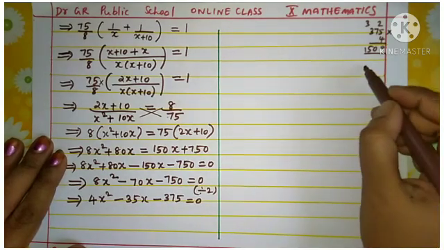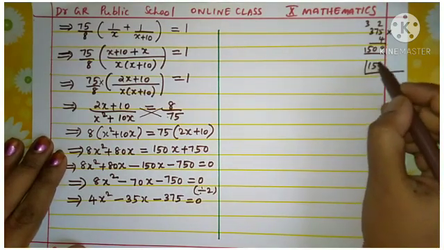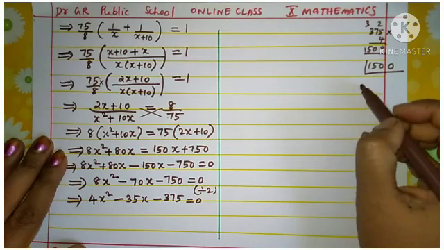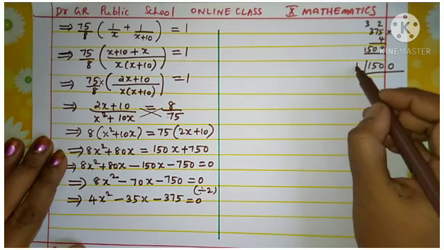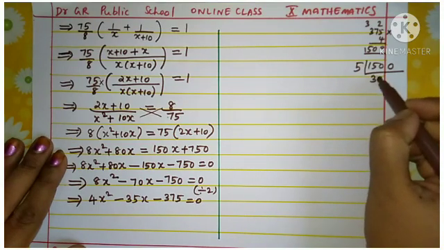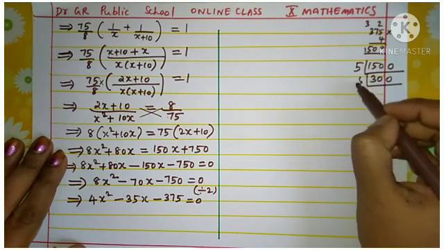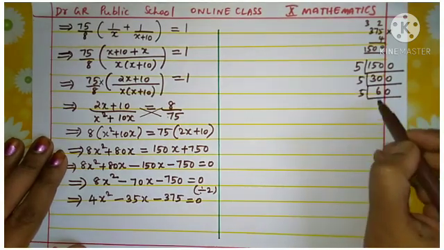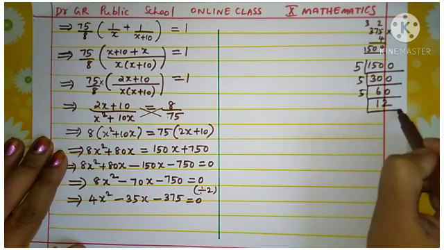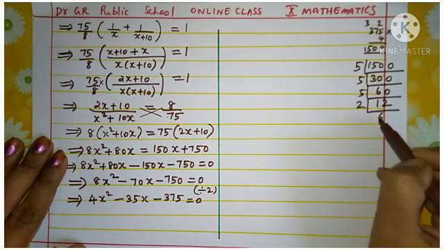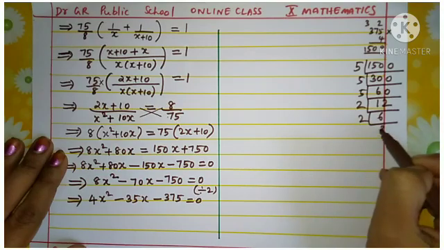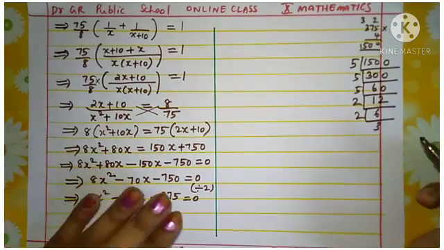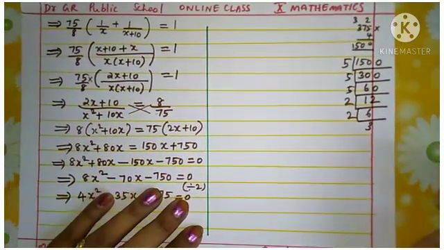Okay, so if you are finding the prime factorization of 1500, you can go to 5, 3 5s are 15, 0, again 5, 6 5s are 30, 5, 2 5s are 10, then 2 6 2s are 12, 3 2s are 6. Okay, so we got the prime factorization like this.